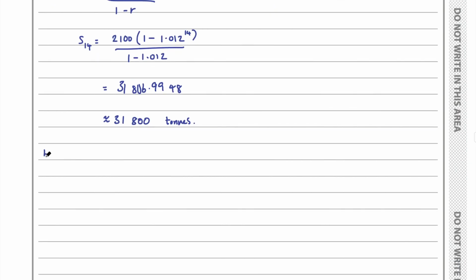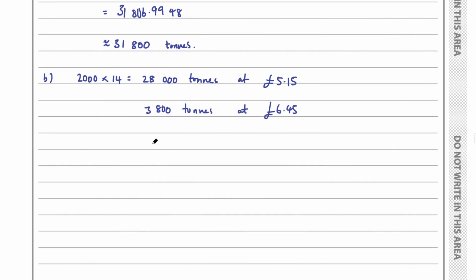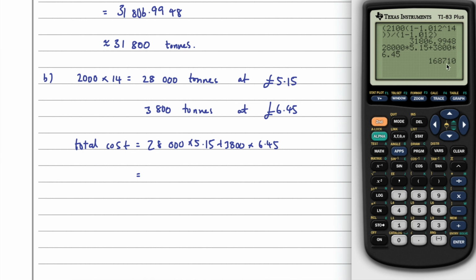So I'll go ahead and write some of that working out down. So we've got 2,000 times 14 tonnes, which is 28,000 tonnes at that lower price. And then what have we got left over? Well, 31,800 take 28,000. That will be 3,800 tonnes at the higher price, £6.45. Okay, so now we just need to do the multiplications, add them together, and we'll have our price. So the total cost is going to be 28,000 times 5.15 plus 3,800 times 6.45. Put that into a calculator, and we get a total of 168,710.